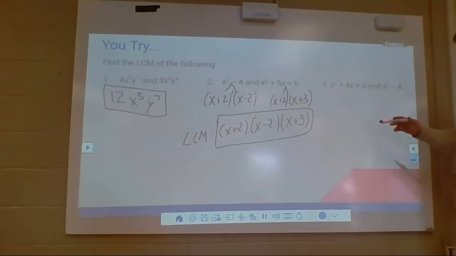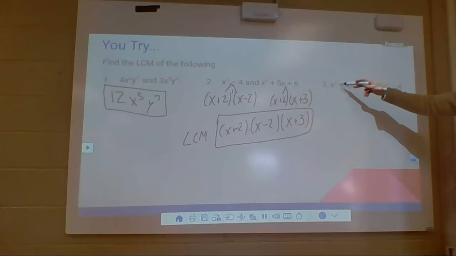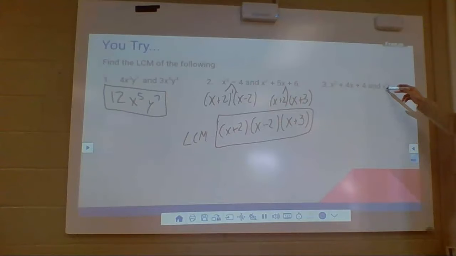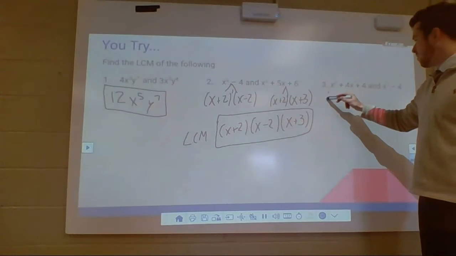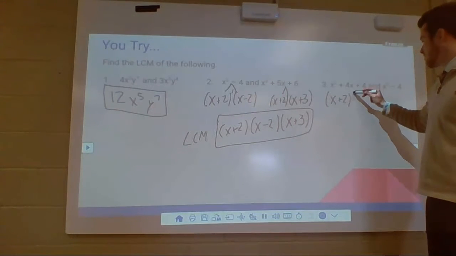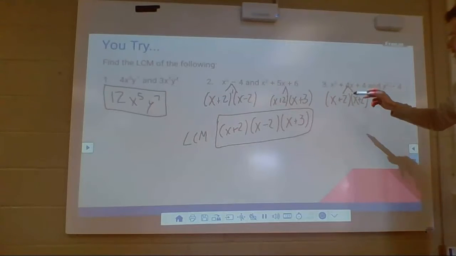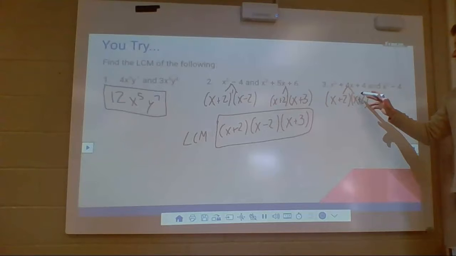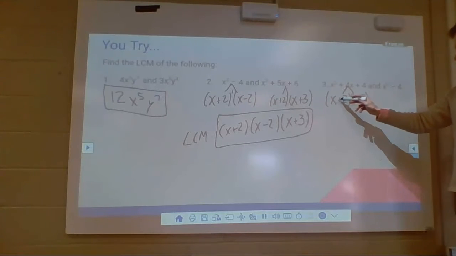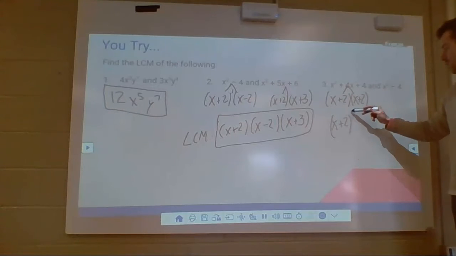All right. Now let's look at a last example. x squared plus 4x plus 4, that's a quadratic trinomial. And then we have x squared minus 4, quadratic binomial. Same one we saw over here. So x squared plus 4x plus 4 is going to factor as x plus 2 times x plus 2. And remember, it told us to write repeated factors with an exponent. So instead of x plus 2 times x plus 2, I'm going to say x plus 2 squared.